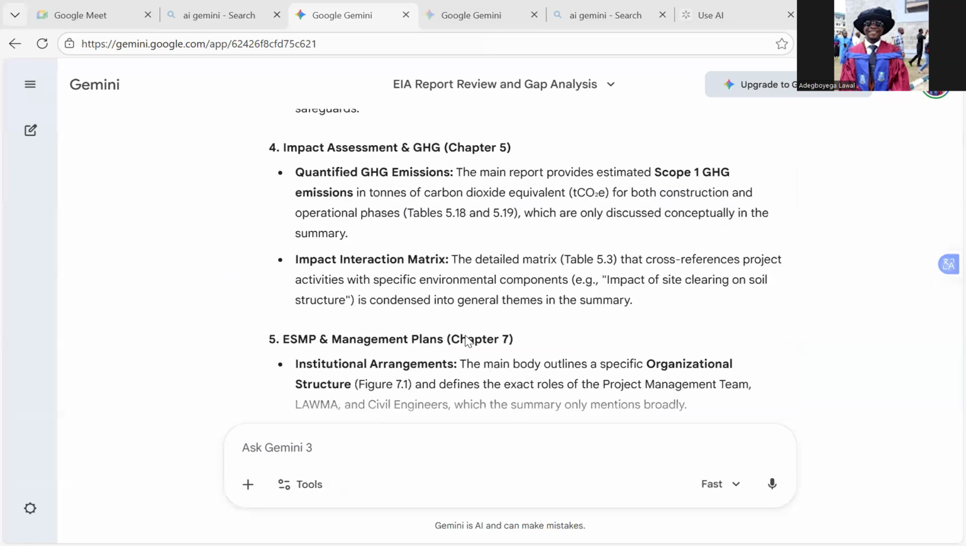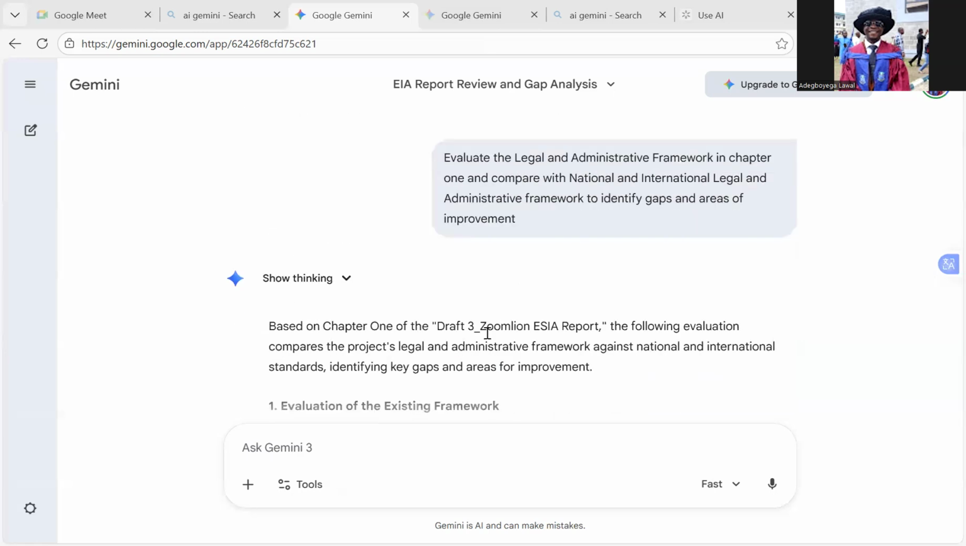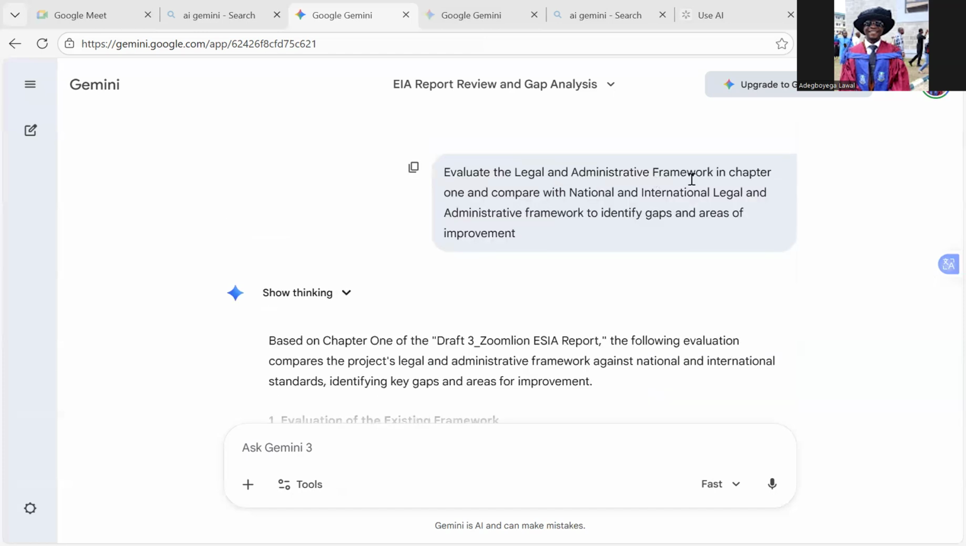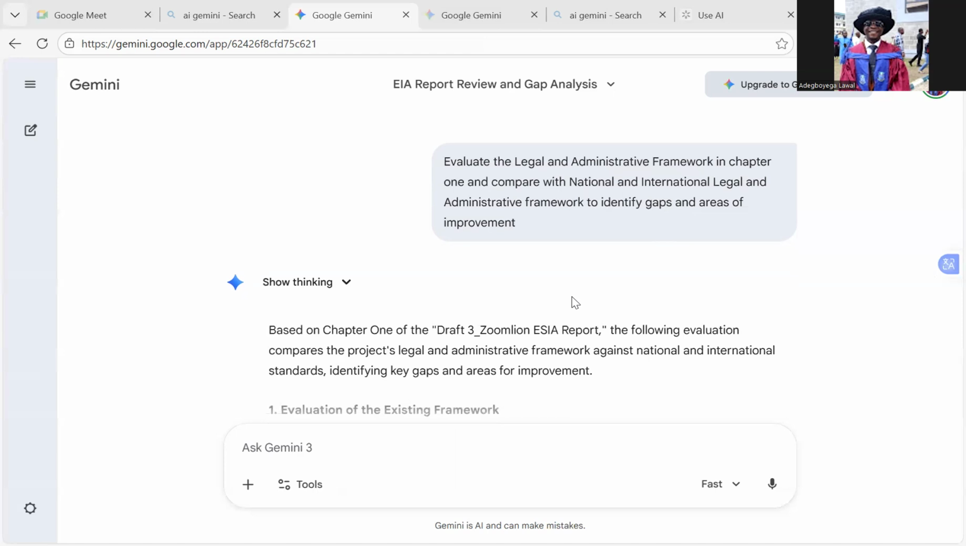So for chapter 1, based on this prompt, I asked that it evaluate the legal and administrative framework in chapter 1, compared with the national and international legal frameworks. By gaps, I want to know the areas in which that legal framework is not doing well, and areas in which it can be improved, because the idea is not about fishing out errors. The idea is about improving the report, identifying those gaps and ensuring that they are filled by the consultant or the proponent.